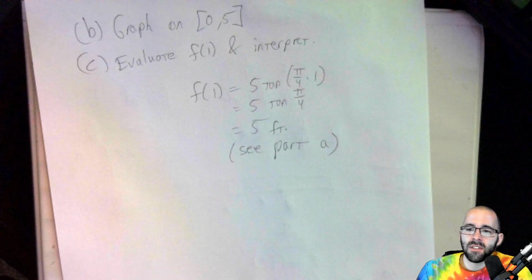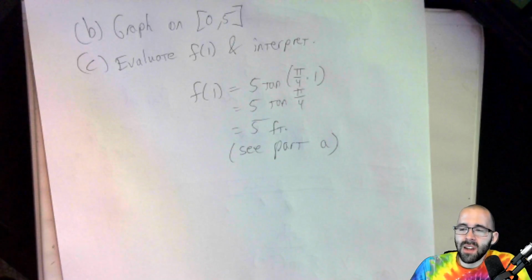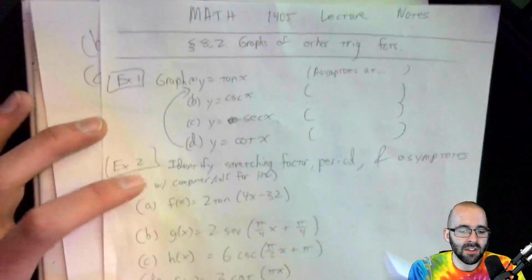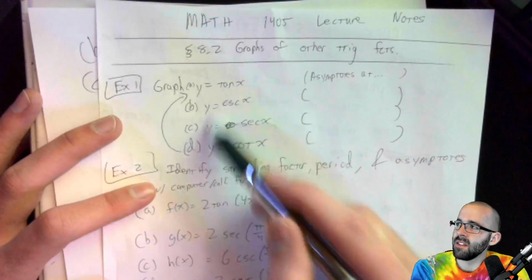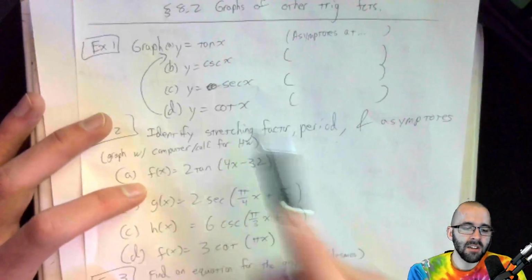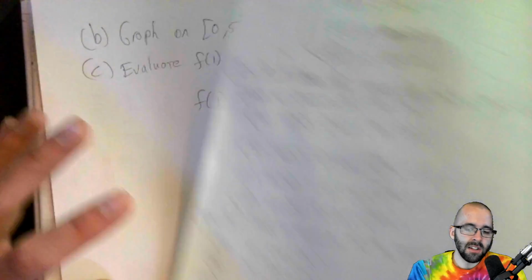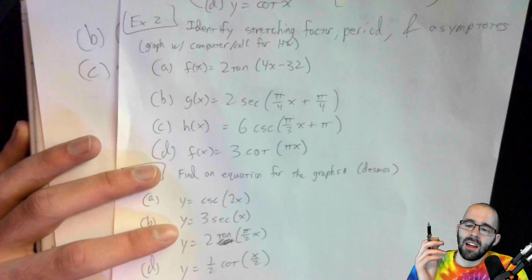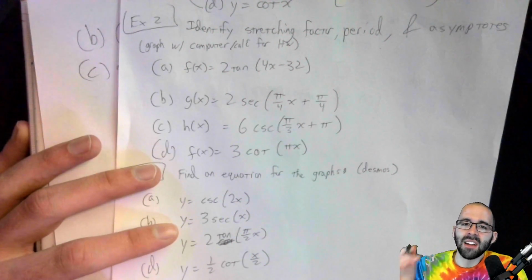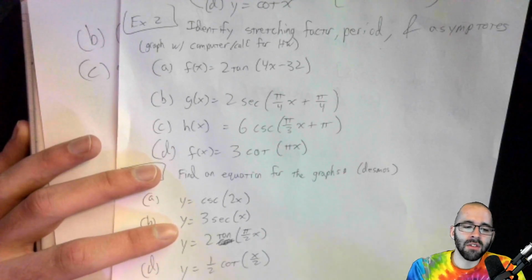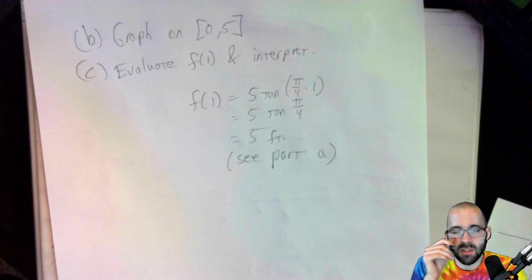All right, and that's all there is to this section, okay? So there's essentially 3 things you need to be able to do in this section. You need to be able to recognize these 4 trig functions. You need to find the stretching factor, period, and asymptotes. You need to be able to find the equation of a graph given the graph. Okay, and that's what's going to be on your quiz for this week.